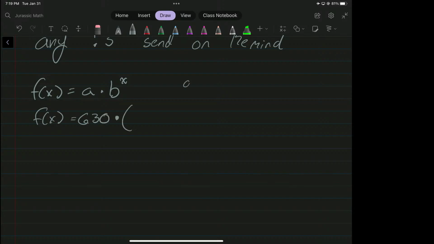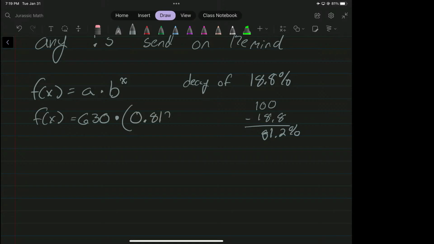This is a decay of 18.8%. So we take our starting percent, which everything is always out of 100, minus 18.8%. And like I said before, this is a lot of calculator stuff, so I'm just going to use calculators. 100 minus 18.8, and I get 81.2%. If I turn that to a decimal, that's 0.812 to the x power.